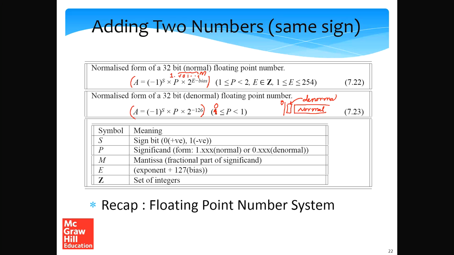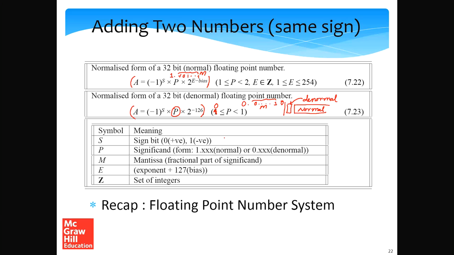And the standard form of a denormal number is that it's of the type 2 raised to the power minus 126 times p times minus 1 to the power s. But here the significand has a different form. It's not 1 point something, rather it is 0 point something, the form 0 plus the mantissa, where the mantissa is 23 zeros or ones. Some combination of zeros and ones.